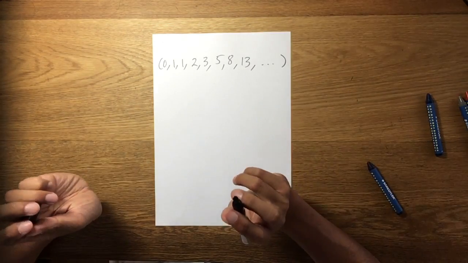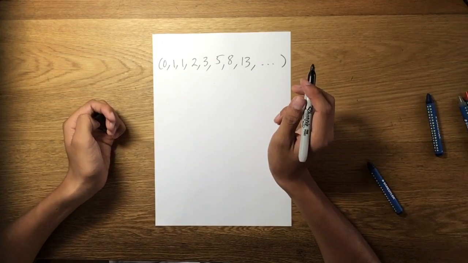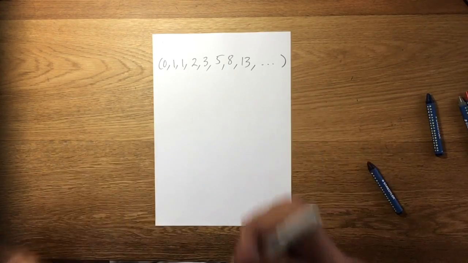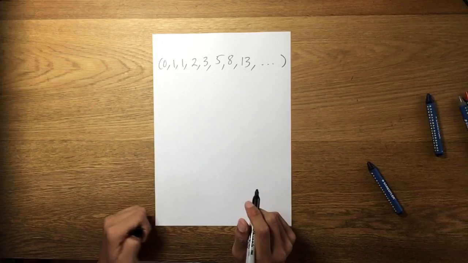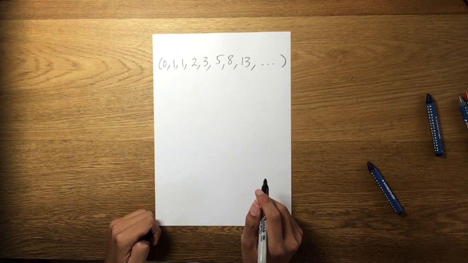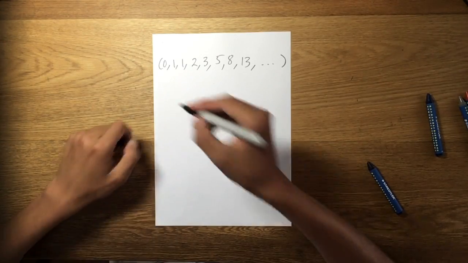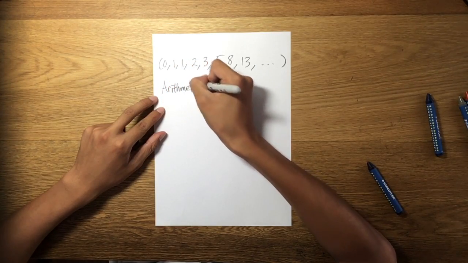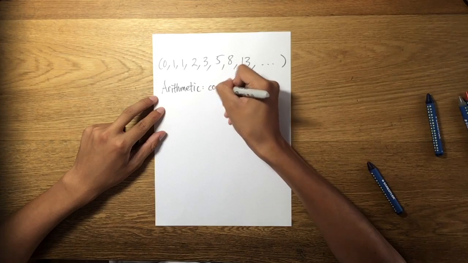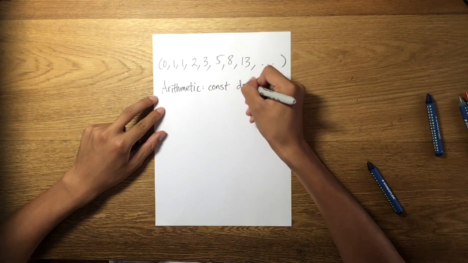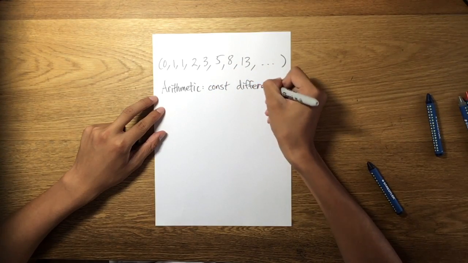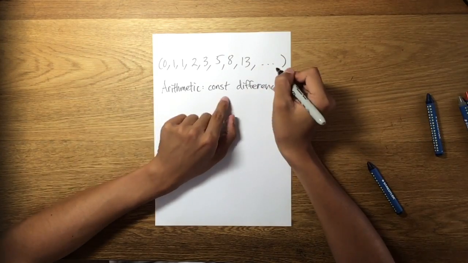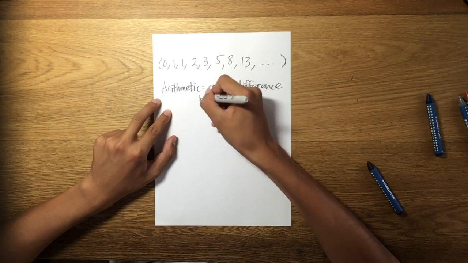Well, the two kinds of sequences that people first learn about, or seem the most natural to think about, are arithmetic and geometric sequences. Arithmetic sequences have the property that there's a constant difference between successive terms. And we'll show that that's not the case for the Fibonacci sequence.